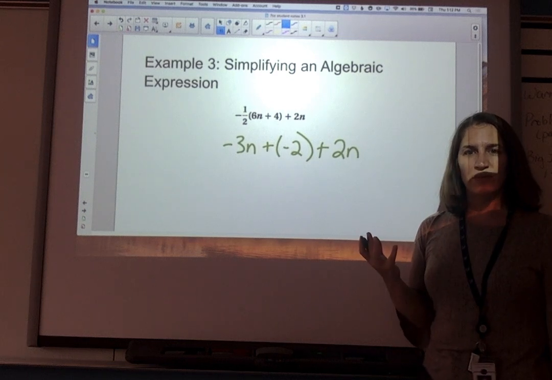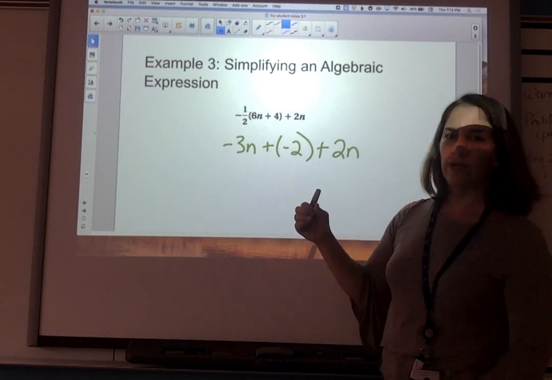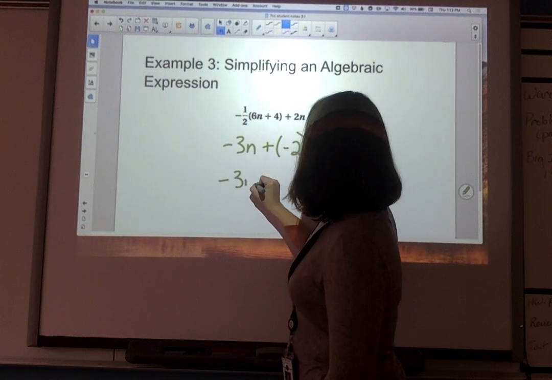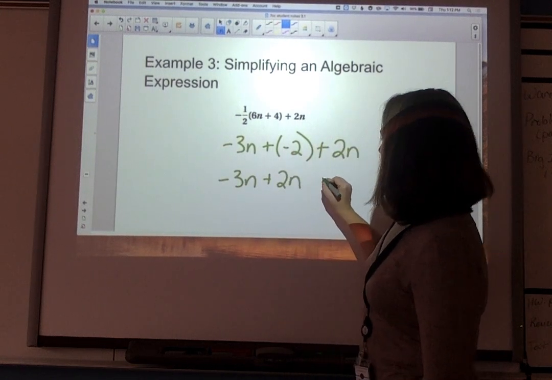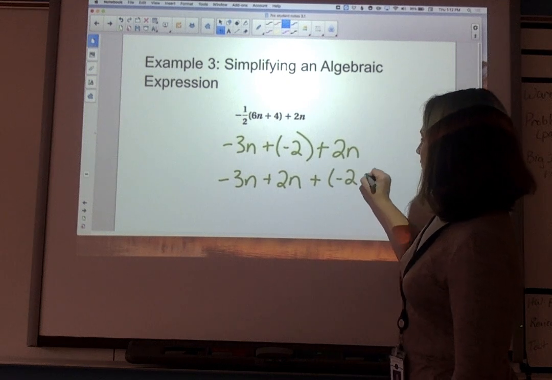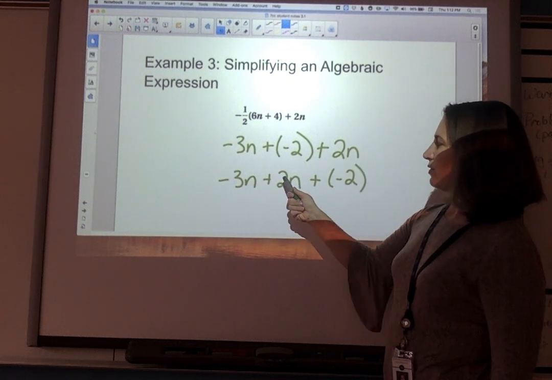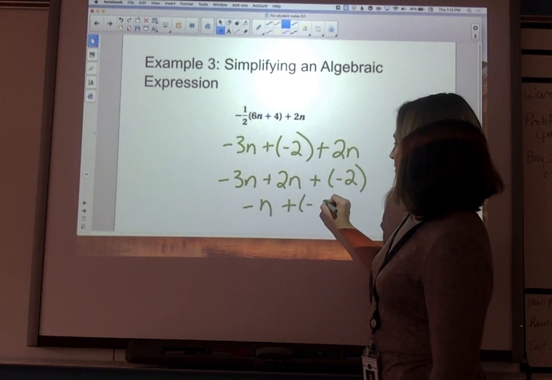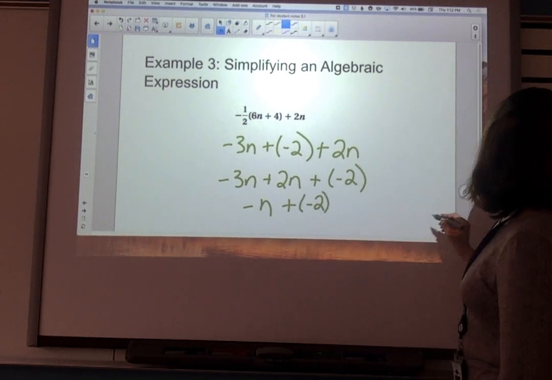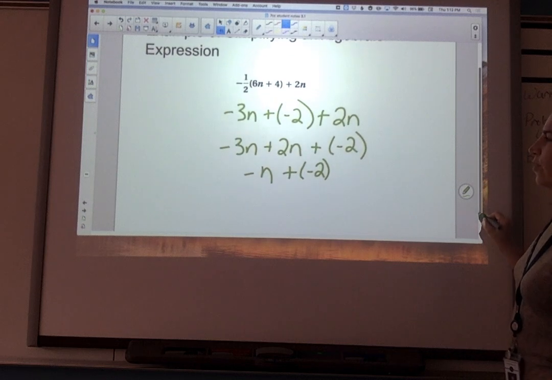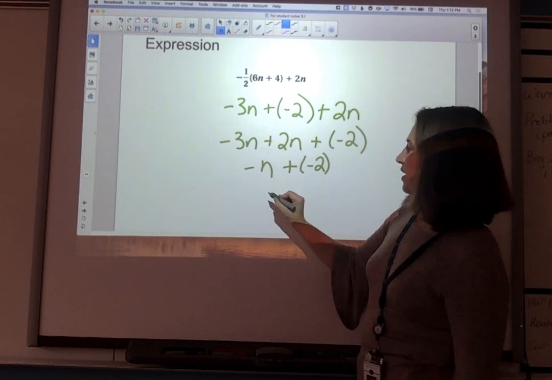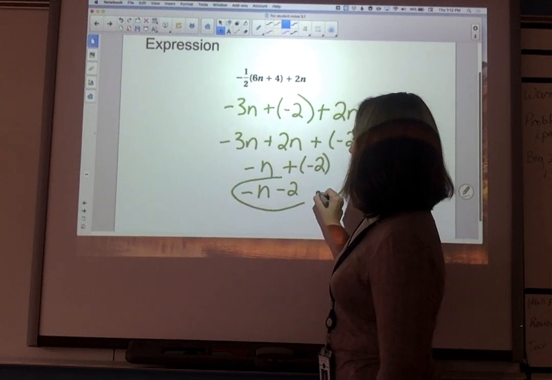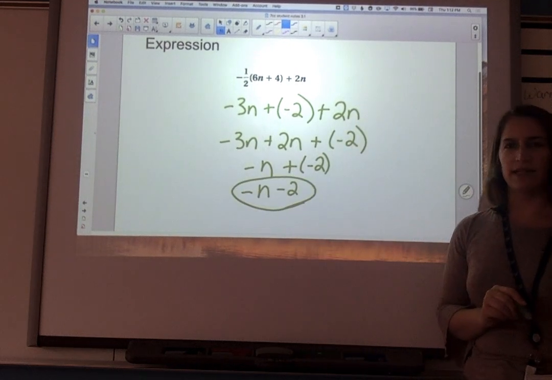Look at that, it's already a sum of terms for us, so I'm going to go ahead and just rewrite with the like terms grouped together. Negative 3n plus 2n plus negative 2. Now I have negative 3n plus 2n is negative n plus negative 2. And then in simplest form, I am going to go ahead and put this back to subtraction now. So I say negative n minus 2. That's simplest form. Negative n minus 2.